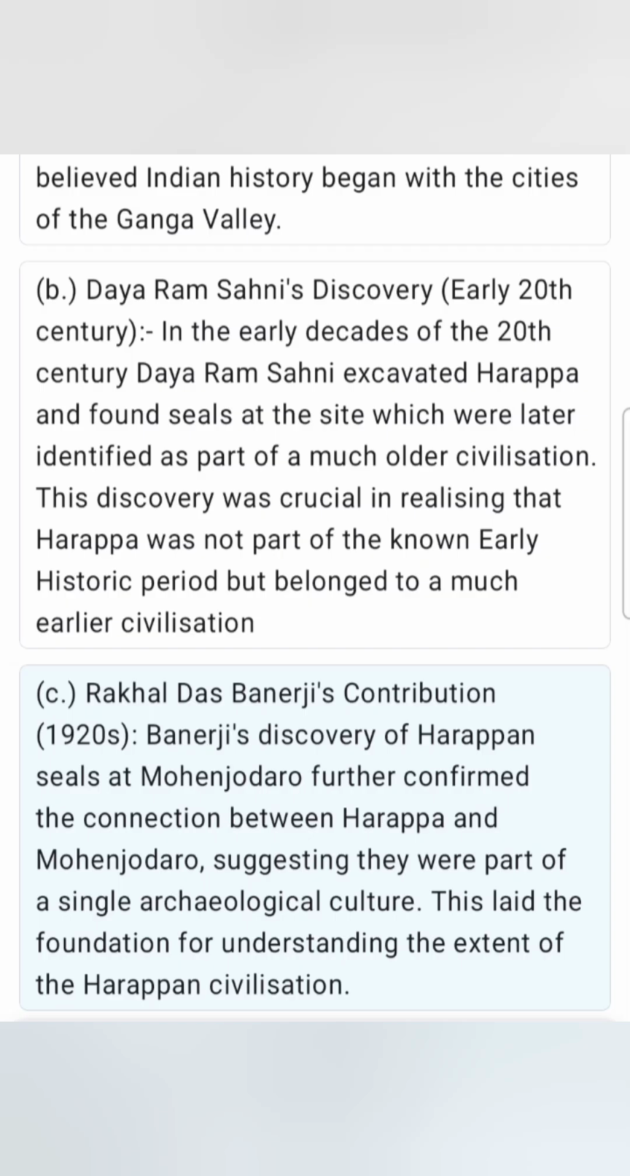C. Rakhal Das Banerjee's contribution, 1920s. Banerjee's discovery of Harappan seals at Mohenjo-daro further confirmed the connection between Harappa and Mohenjo-daro, suggesting they were part of a single archaeological culture. This laid the foundation for understanding the extent of the Harappan civilization.